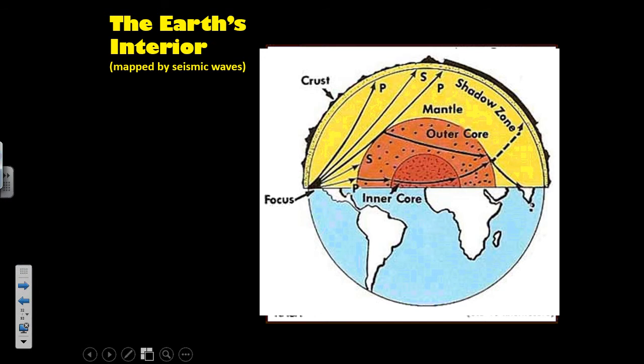The last thing that they are used for is we're actually able to determine the interior of the Earth based on seismic waves. How the P and the S waves travel through the interior of the Earth or don't travel through tells us what the different layers are like. P waves and S waves are bent and reflected and blocked, and that lets us know the different properties of the interior layers of the Earth.